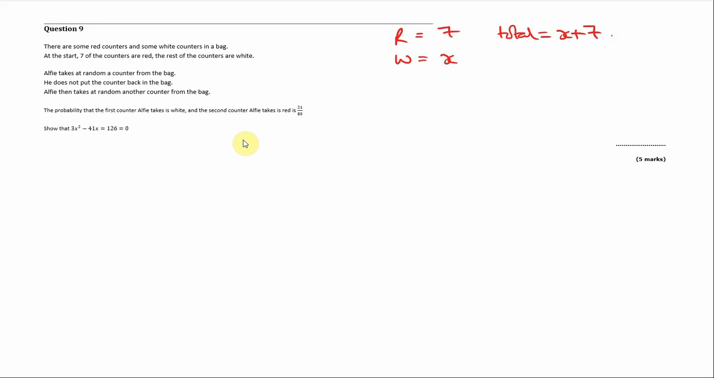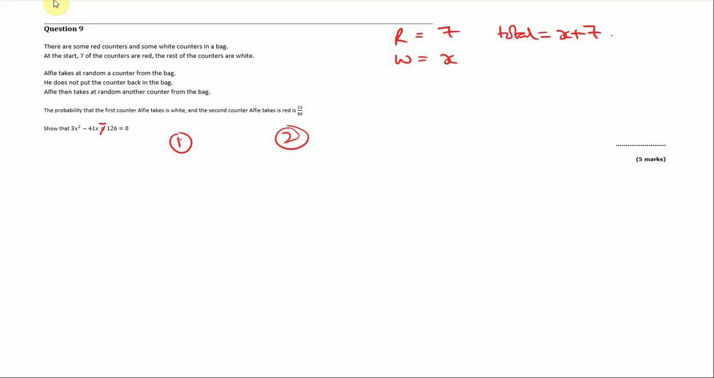Alfie takes at random a counter, and then he does not put it back in the bag, and then he takes it again. So actually I'm not even going to bother writing Alfie. I thought there were going to be 2 different names. I'm just going to write take 1 and take 2. And that's meant to say minus.